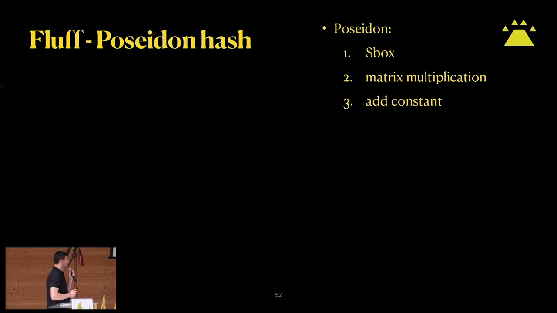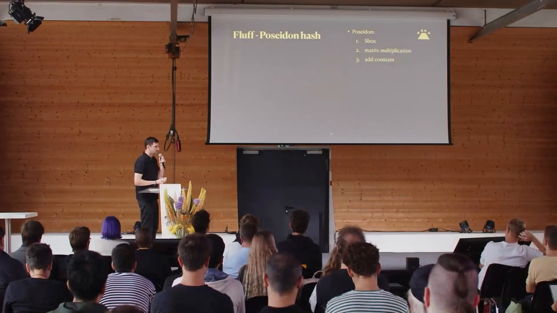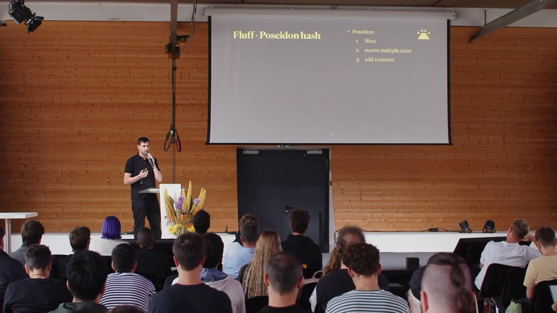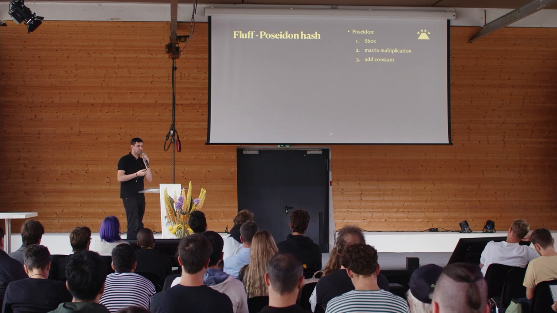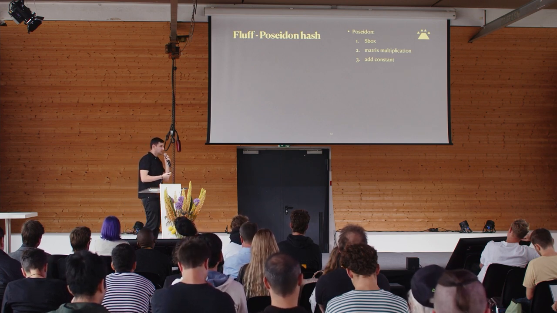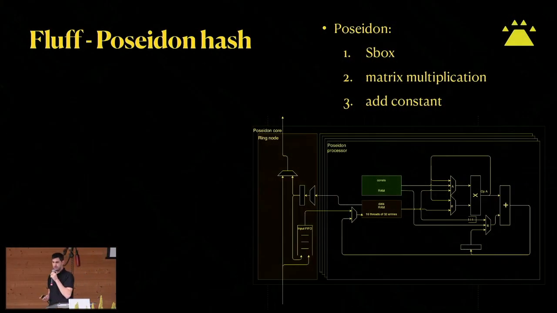Finally, I want to talk about the fluff. Here I'm going to choose an example, the Poseidon hash function, which is a ZK-friendly hash function and is very common in today's ZK systems. A hash function like Poseidon is composed of three different parts. We have the nonlinear part, the S-box, taking something to the power of 5. We have the linear part, which is matrix multiplication, and we have some manipulation with addition of constants. So here is our design, and let me explain what we see here, because this is probably the most complex slide that we have.